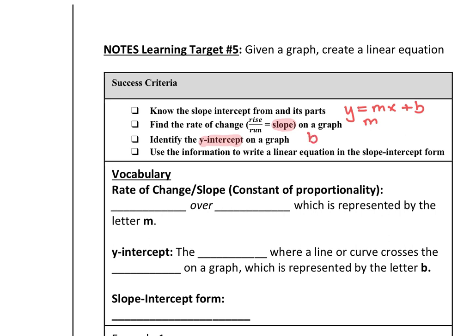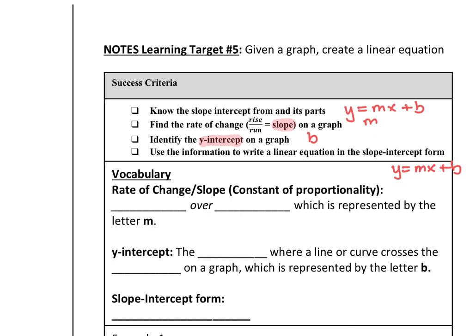And then we're going to use the information to write the linear equation in slope-intercept form. And again, let's write that form. y equals mx plus b. We'll be writing that a lot today. All right, let's get into the vocabulary.